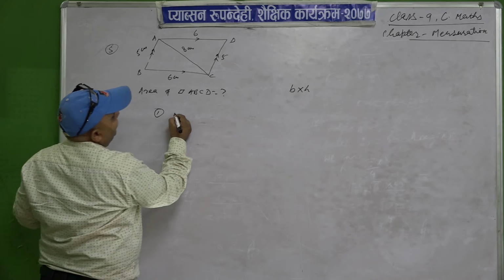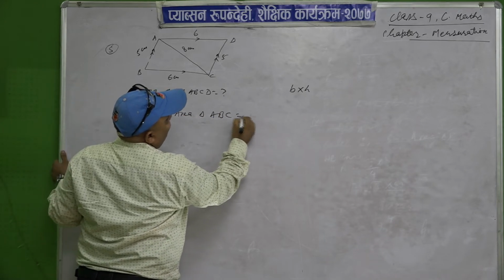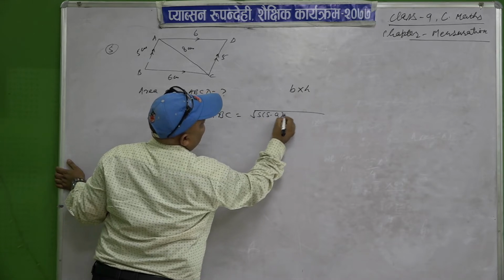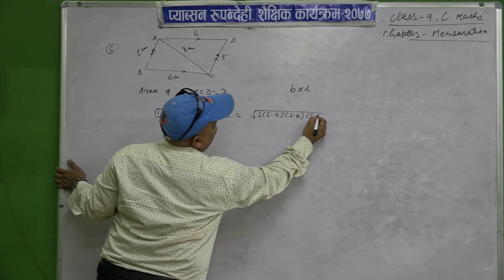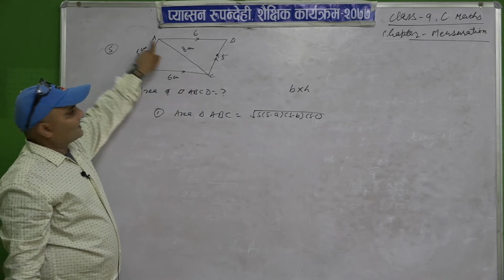First, find the area of triangle ABC by using this formula, S minus A, S minus B, and S minus C, for this triangle.